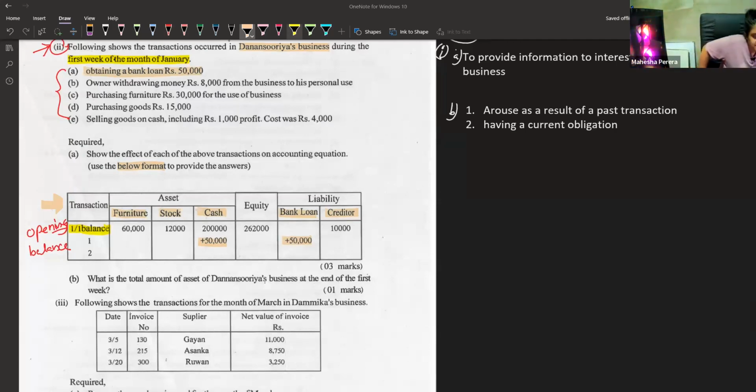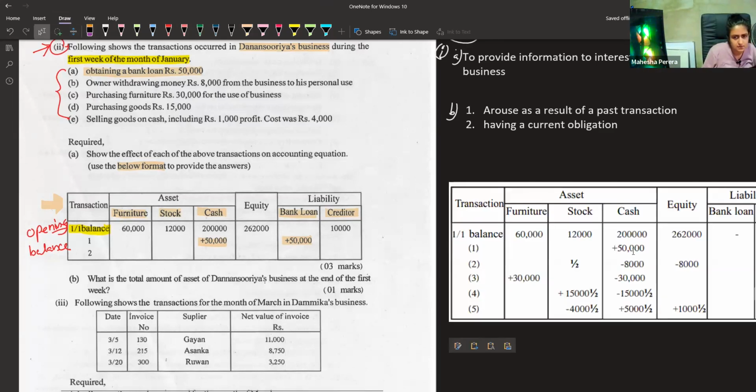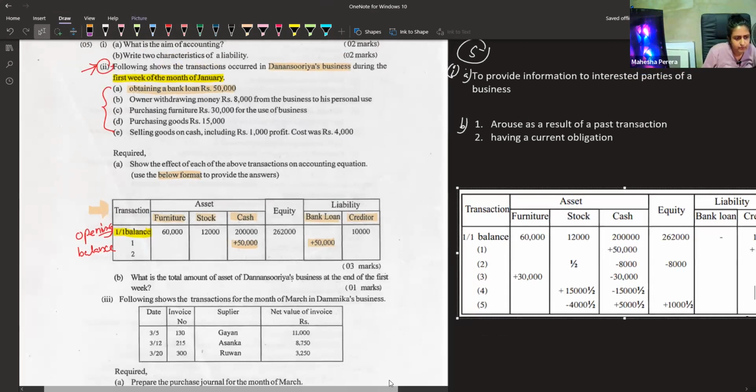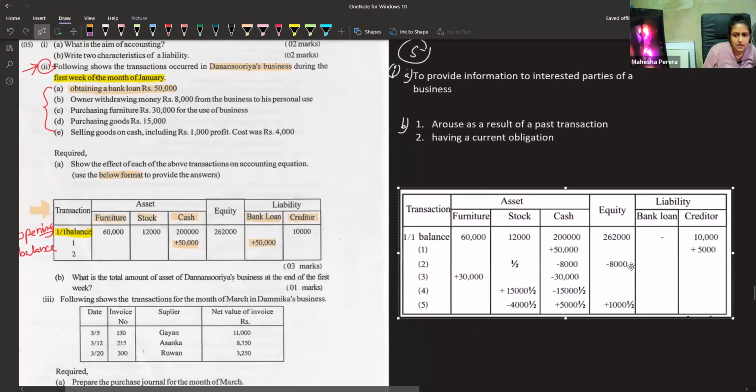Now let me explain the answers using the marking scheme. I'll paste the marking scheme here and explain the answers. Now here there is a typing error.